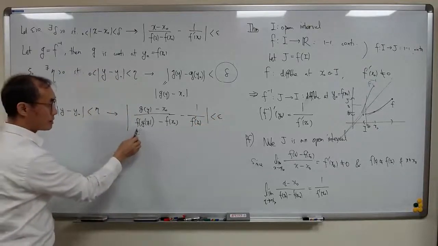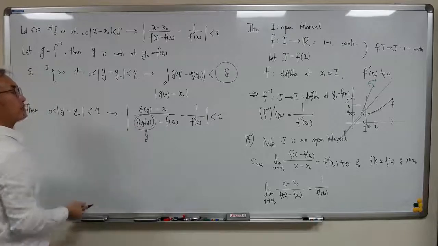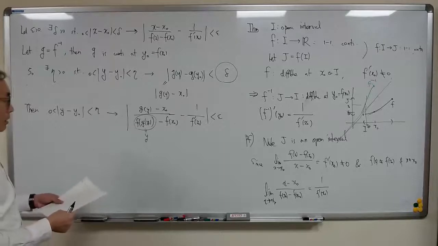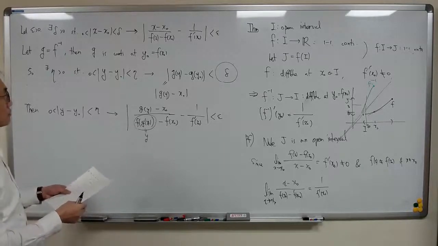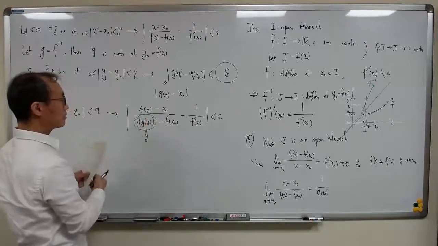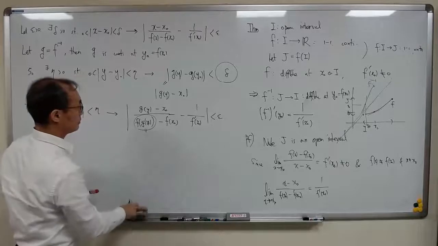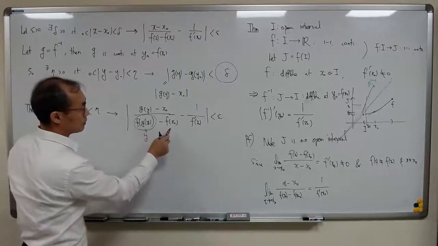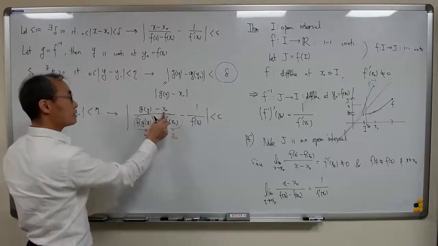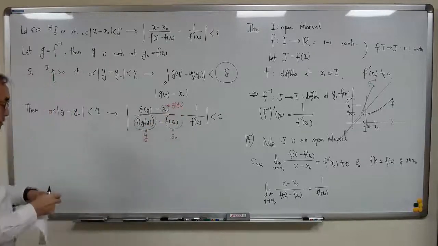And what about this? This is simply y, because g is the inverse function of f. And what about this g of x? Correct, this is simply y. And what about this one? This is y naught. And moreover, this x naught can also be understood as g of y naught.